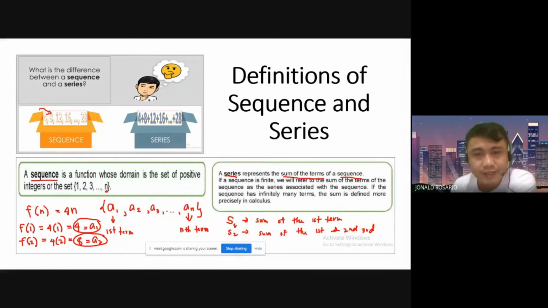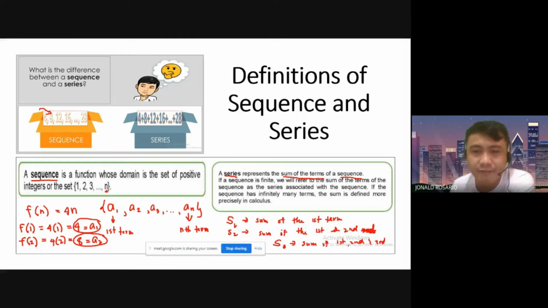Yan. So, S sub 1, ito yung sum ng unang term. Of course, pag isang term lang, yung first term, yun lang ang ating sum or series. Pagka S sub 2 naman, ito yung sum ng first saka second. Pagka S sub 3 naman, ito yung sum of the first, second, and third. Okay? The first, second, and third.